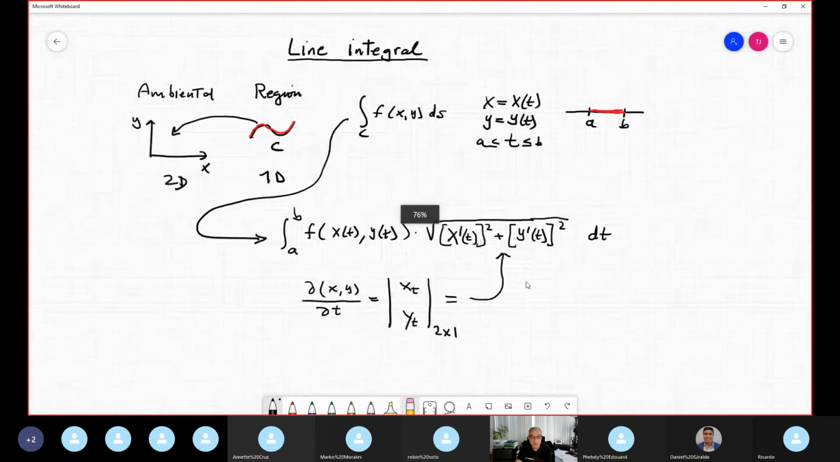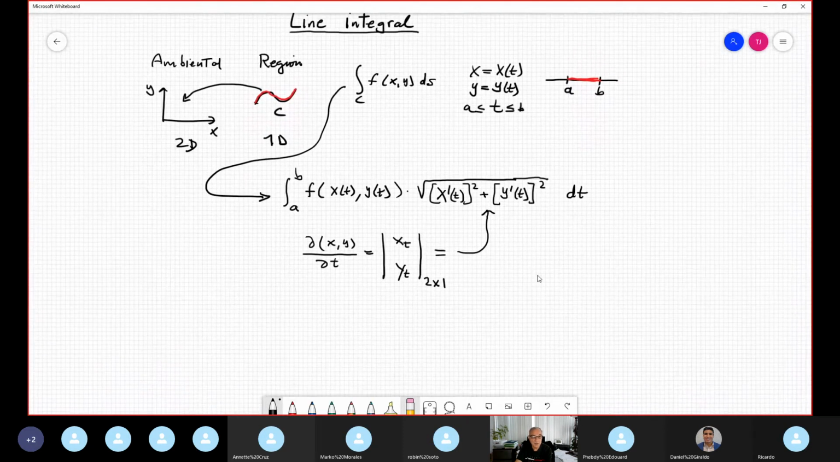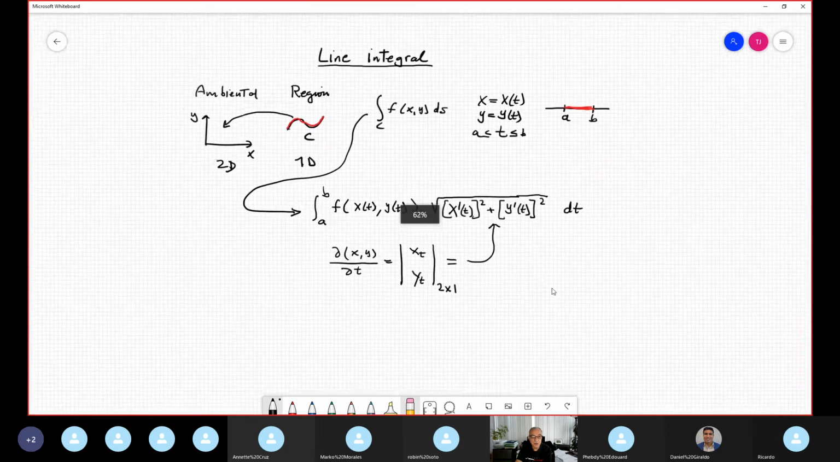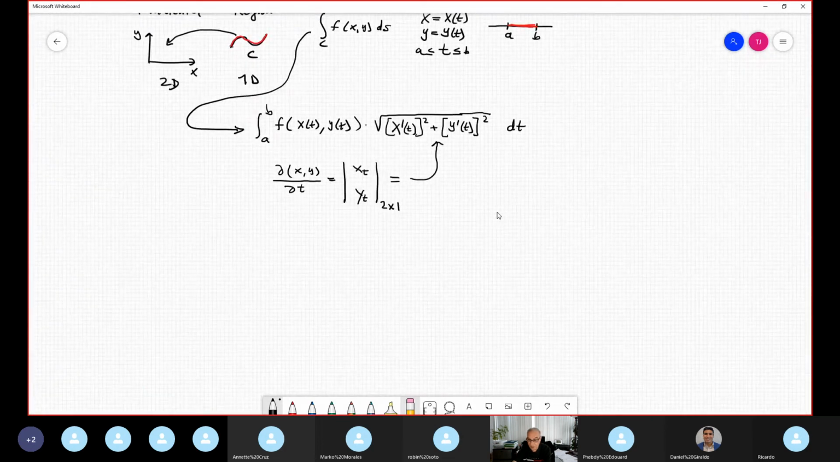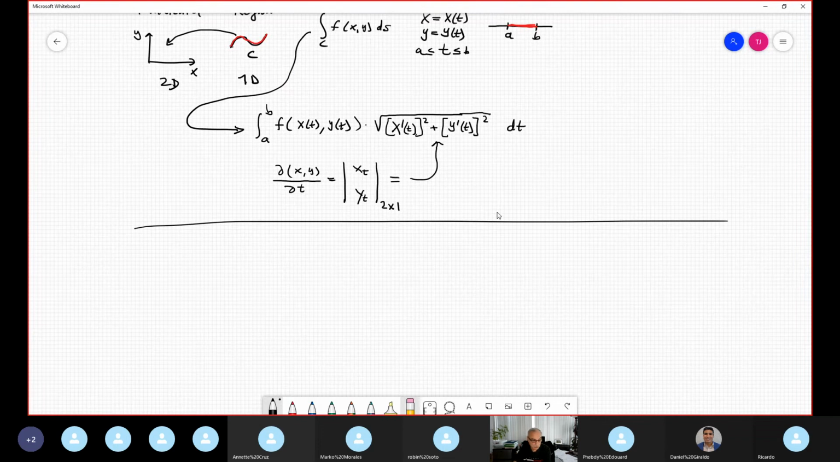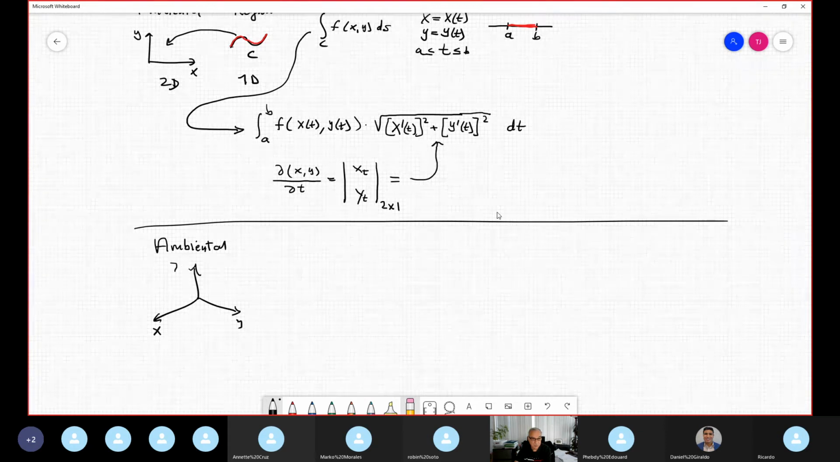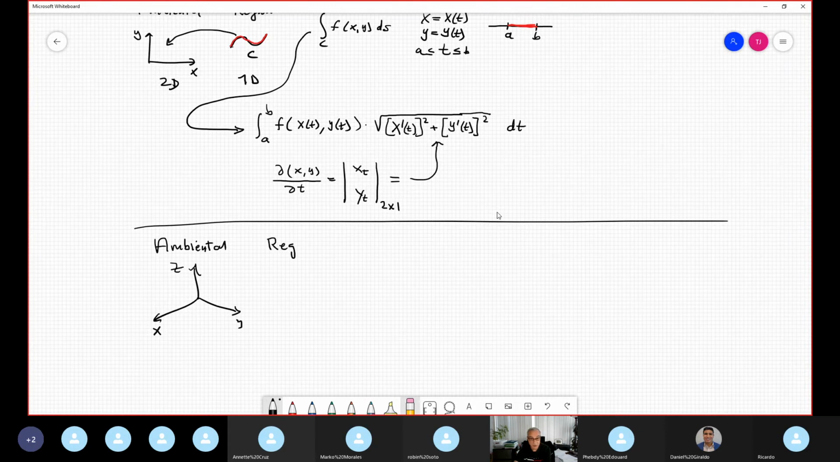Okay, so far this is line integral. I suppose that the ambient is 2D and the region is 1D, no? But okay, now I suppose another possibility of the line integral: the ambient dimension is 3D, as we computed before. And the region is, again, 1D, no? It's a curve. But this curve is 1D, and this is 3D. In this case, this curve lives in this ambient.